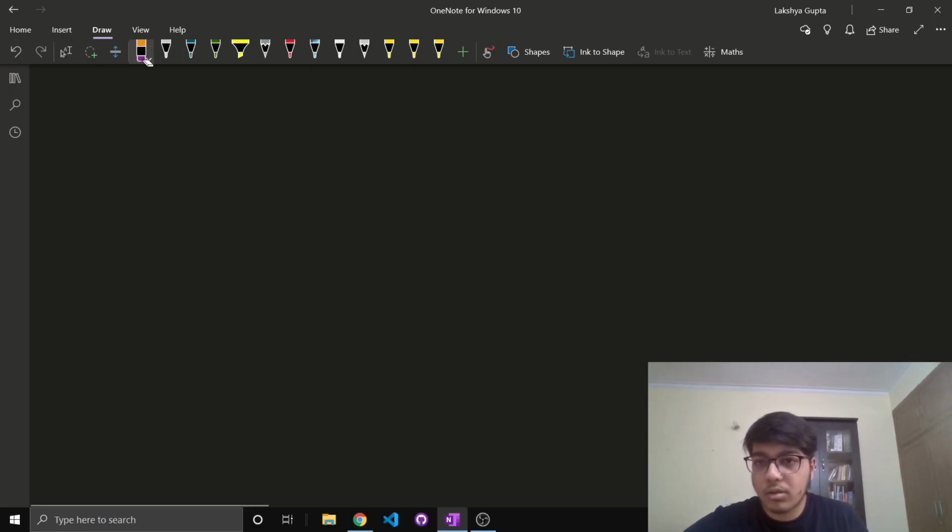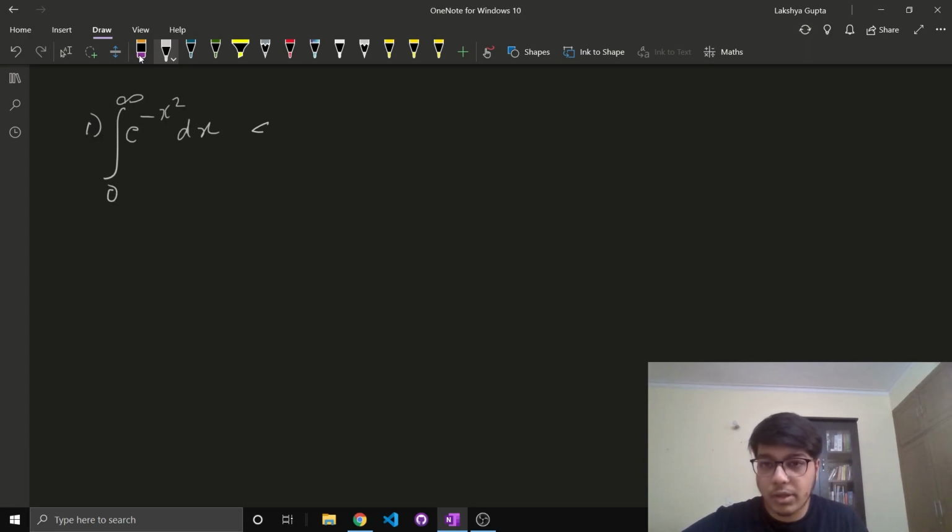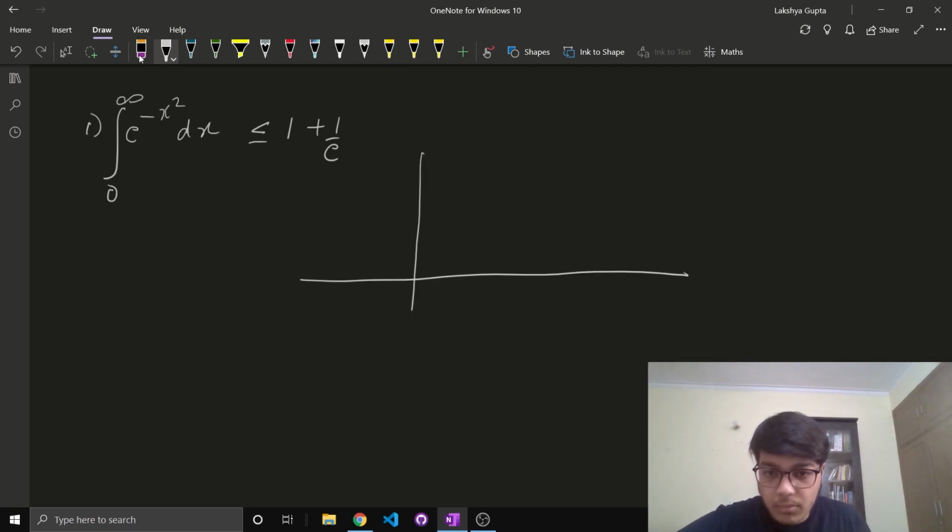Let's do a question. The integral of e raised to -x square dx from 0 to infinity. Prove that this is less than or equal to 1 + 1 by e. Now let's do it using graphs. This is the graph of e raised to -x square, and let's draw the graph of e raised to -x.